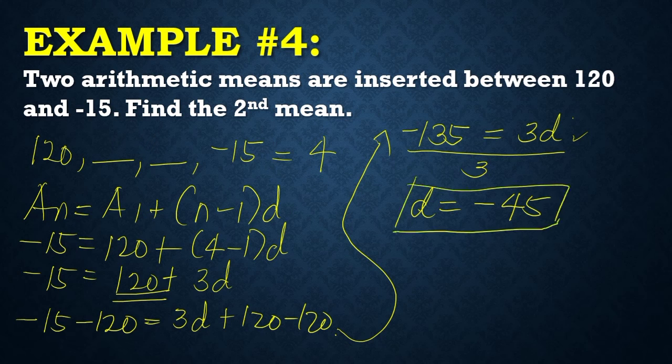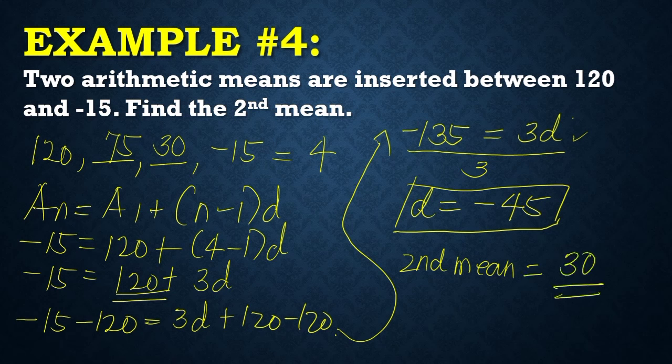It's because yung mga terms natin ay decreasing. Now, 120 plus negative 45, that is positive 75. Now, 75 plus negative 45, that is 30. And then 30 plus negative 45, that is negative 15. So, to answer the question, our second arithmetic mean is 30.